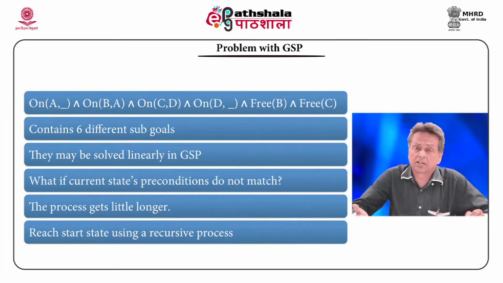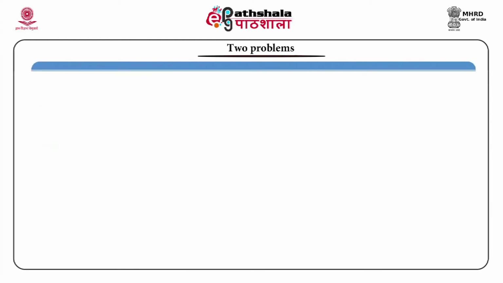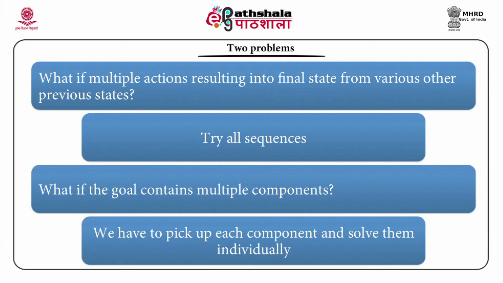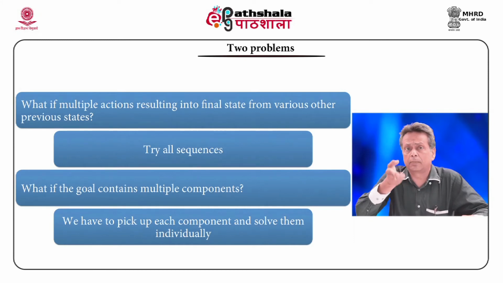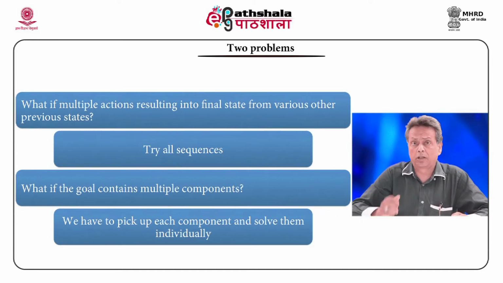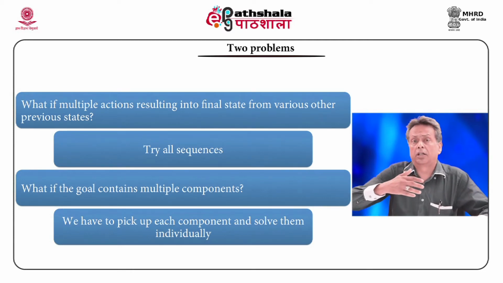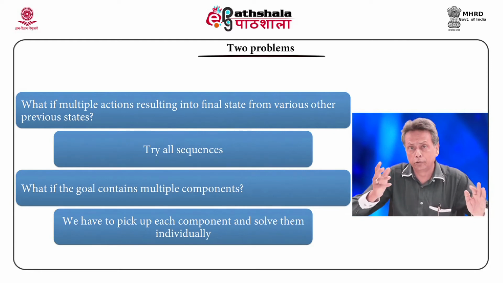What if the previous states' conditions don't match? I'll have to apply again, so it gets a little longer. There are 2 problems. One is that there are 6 sub goals. In which order should I apply? In the earlier case, we had only 2 options, so we applied one, then the other, and we saw that one was far better than the other. In the case of 6, it is also quite possible. So what we are supposed to do is try all possible combinations of 6. For 6, it is not much, but if you have 100 or 200, it is going to be huge, and it is a big challenge. So that's the first problem.